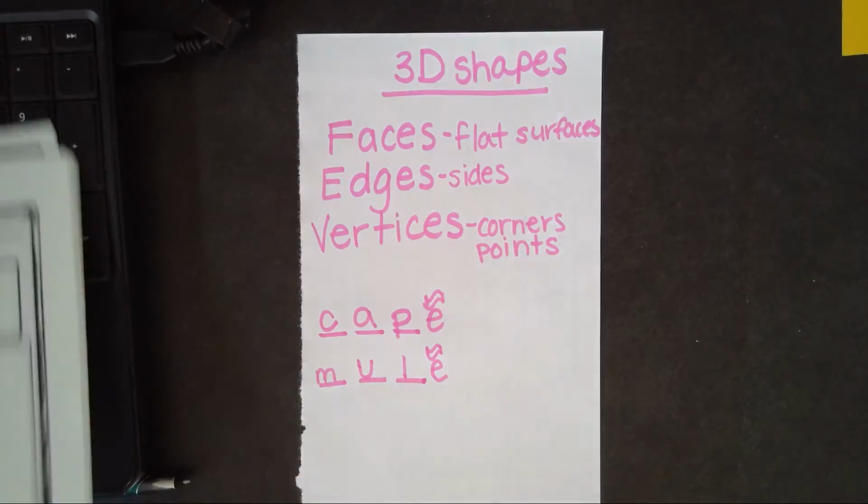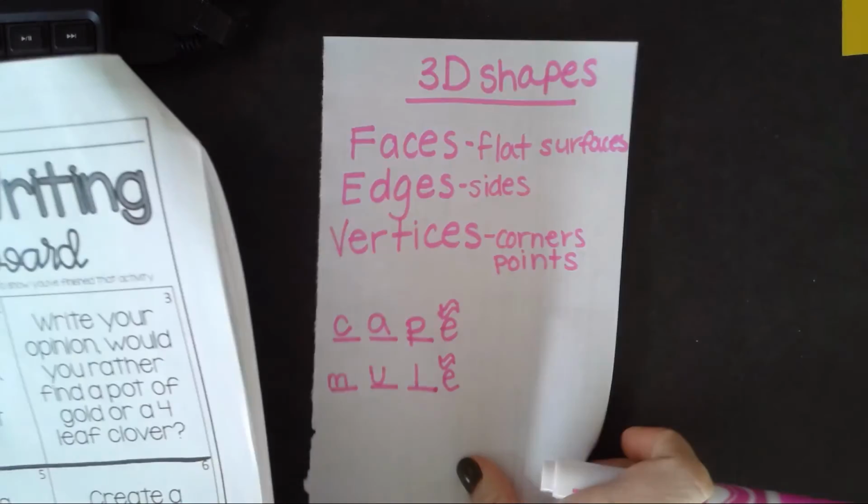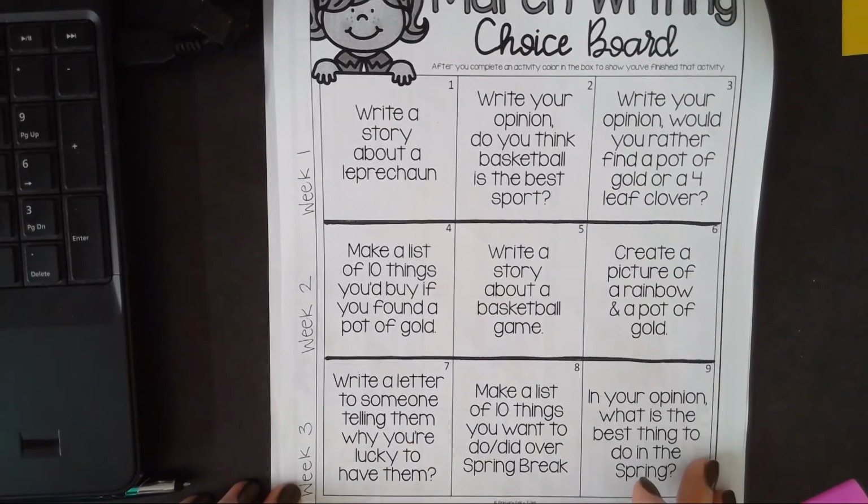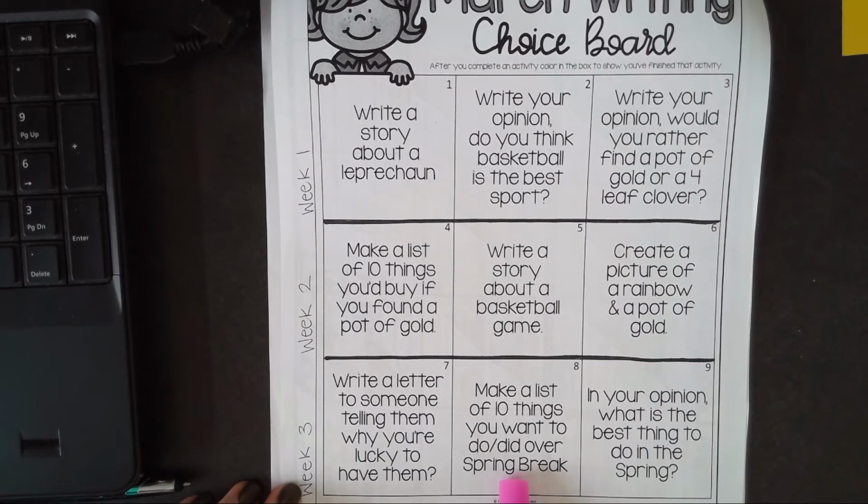All right, let's take a peek at our writing choice board today. If you're following this in order, today would be make a list of 10 things you want to do or that you did over spring break. Now, we haven't technically started spring break yet. It's coming up here soon.